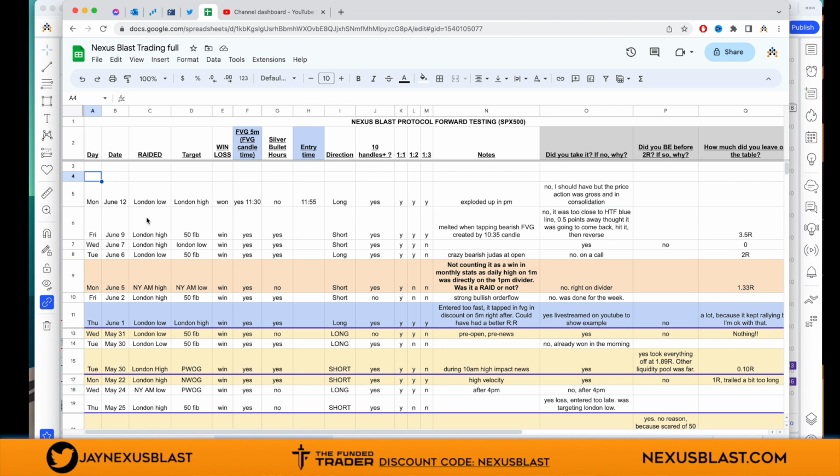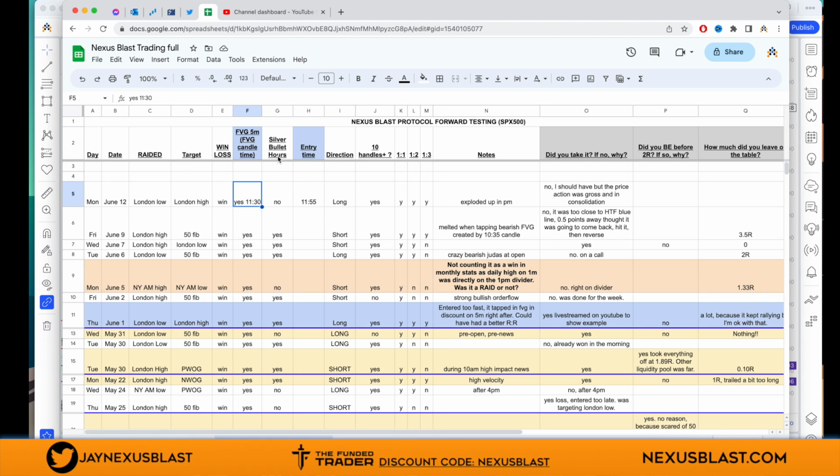This is what I track with the spreadsheet: the day, the date, which blue line was raided, what was the algorithm aiming for after, did we get a win or a loss, was there a fair value gap formed on the 5-minute candle. This protocol requires that to happen. As of today, I'm going to start tracking the time that the fair value gap was formed so that in the results you're able to see that more clearly on your charts as well.